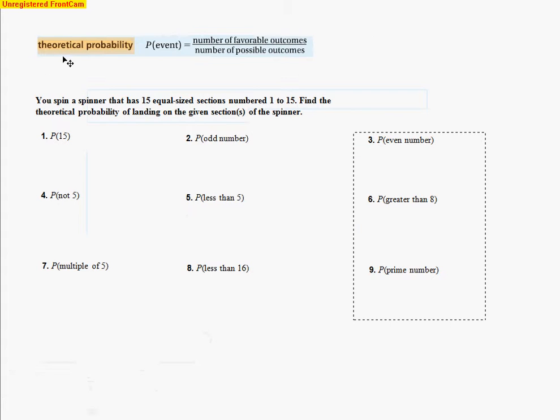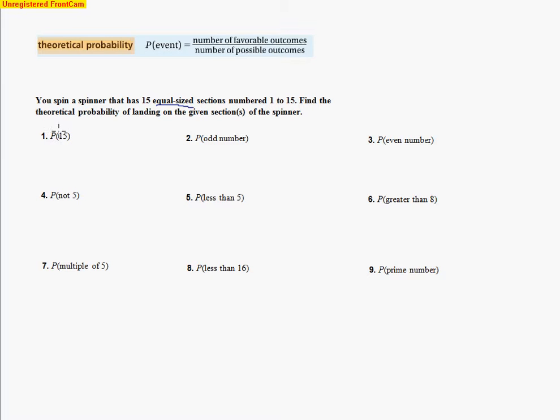First of all, let's take a look at theoretical probability and what that is. It's just the number of favorable outcomes over the number of possible outcomes. Favorable outcomes means ones that will occur or could occur in this situation. So here we have a spinner, and in that spinner we have 15 equally sized sections. Equally sized means one section is not going to happen over another. All of them have an equal chance of the arrow ending up on that section. These sections are numbered 1 through 15. We're supposed to find the theoretical probability of landing on a given section.